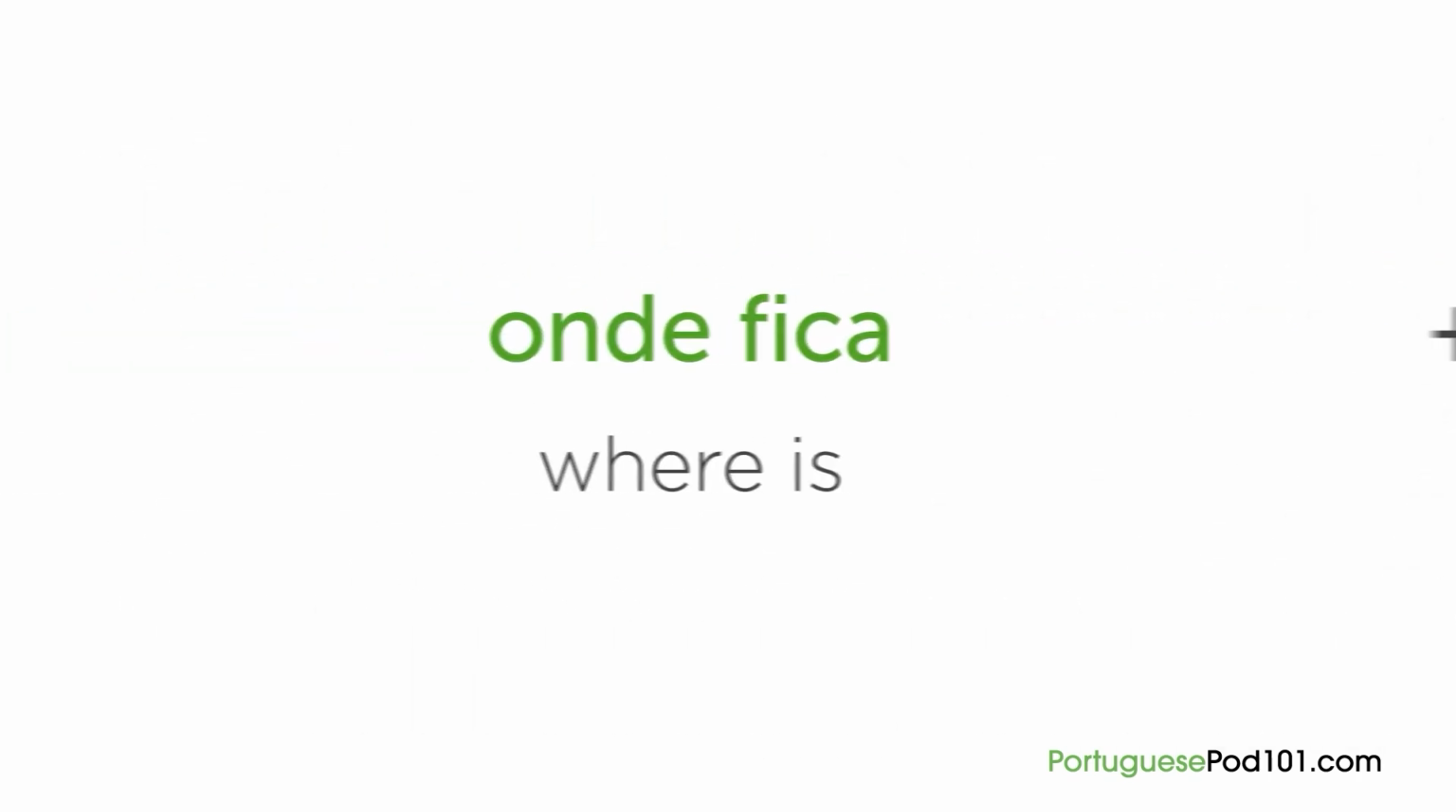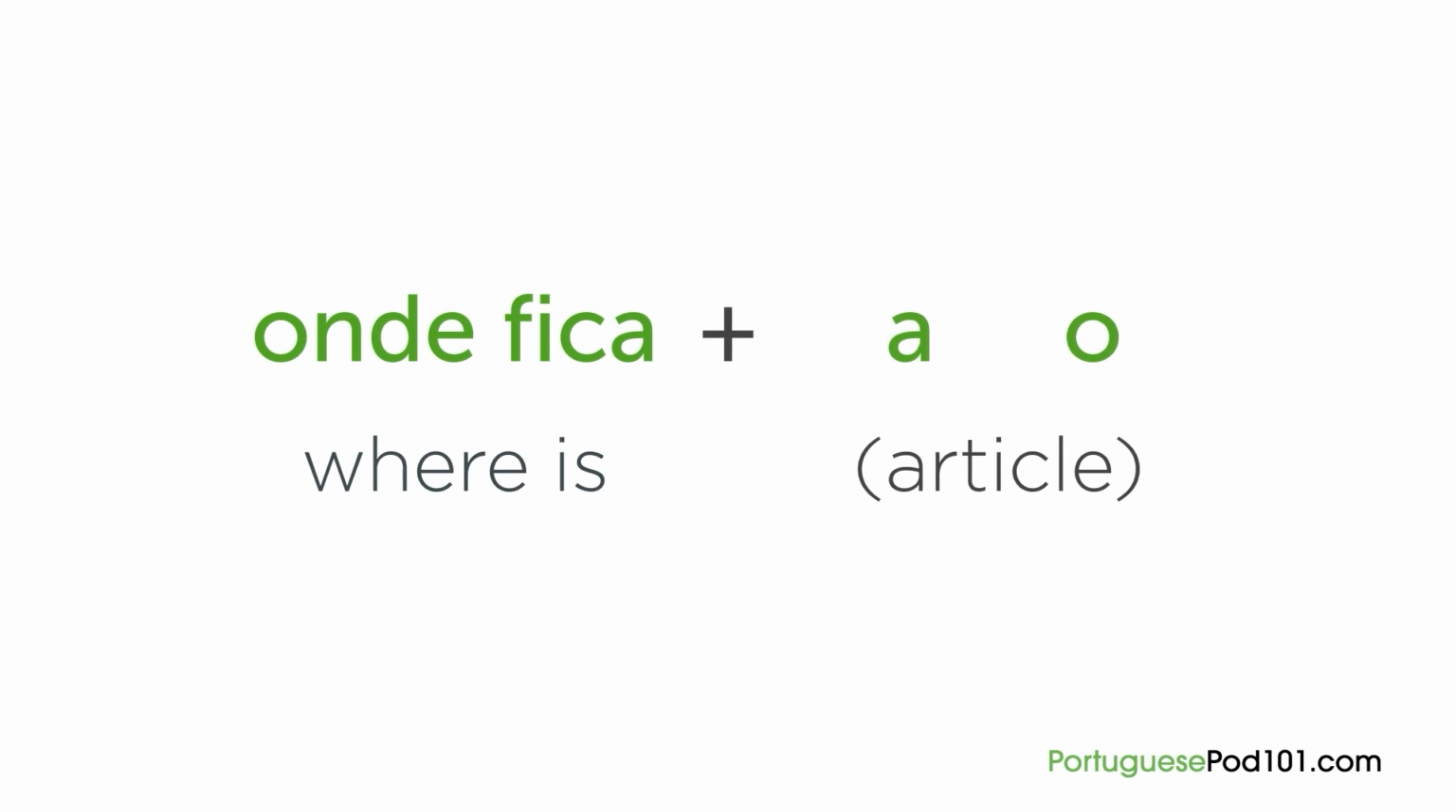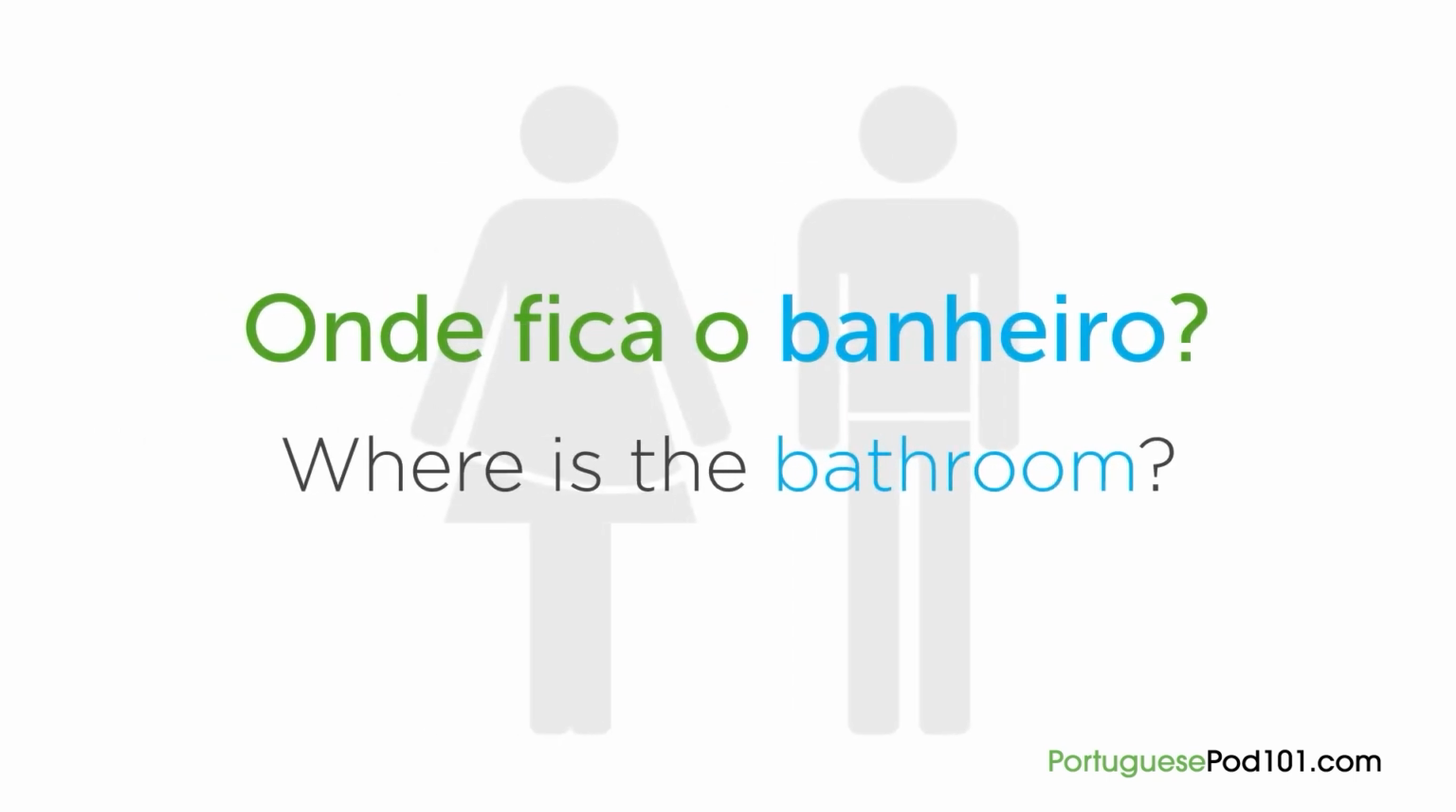Then you should verify the gender of the location you want to know about, so you can place the proper article, feminine, "a", or masculine, "o". "Onde fica a, o?" Lastly, add the location.